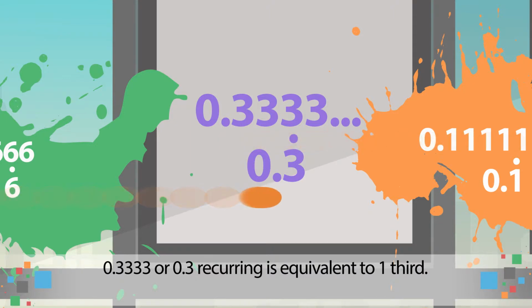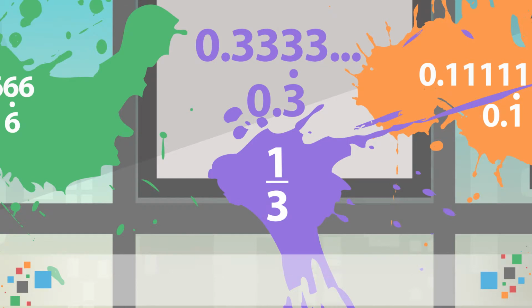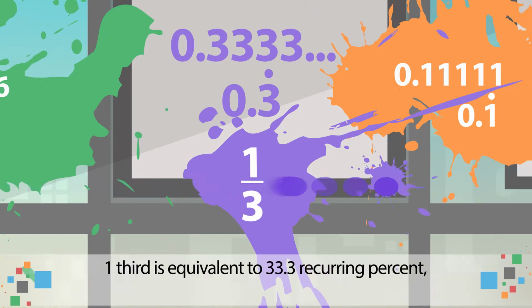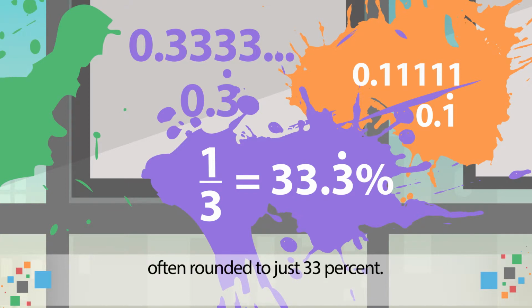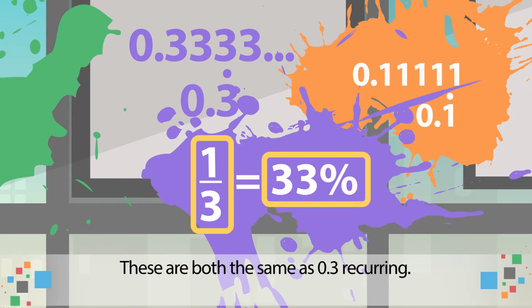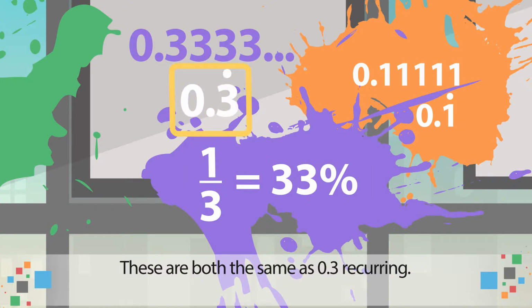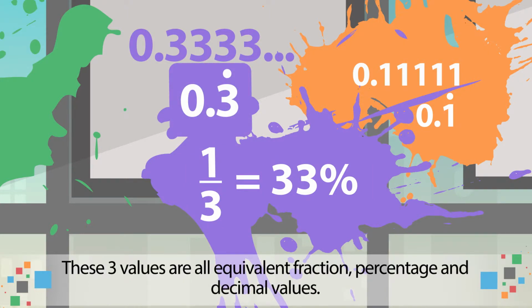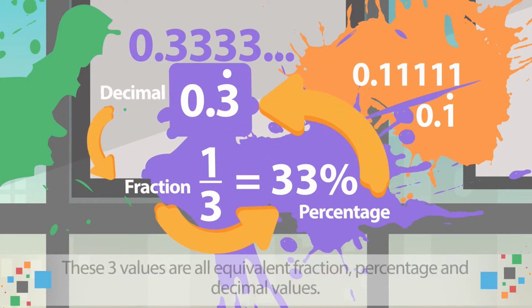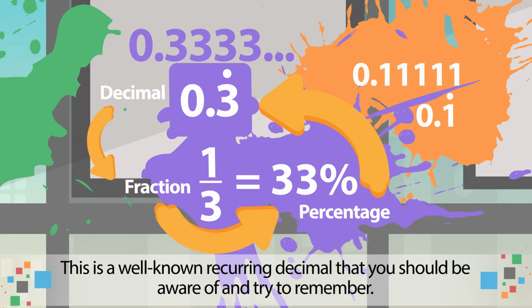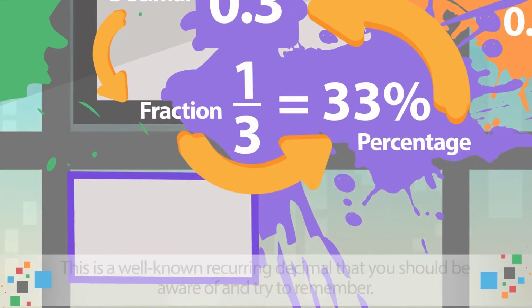0.3333 or 0.3 recurring is equivalent to 1/3. 1/3 is equivalent to 33.3 recurring percent, often rounded to just 33%. These are both the same as 0.3 recurring. These three values are all equivalent fraction, percentage, and decimal values. This is a well-known recurring decimal that you should be aware of and try to remember.